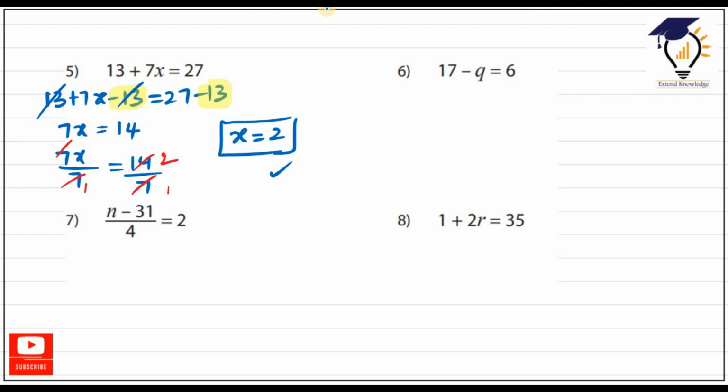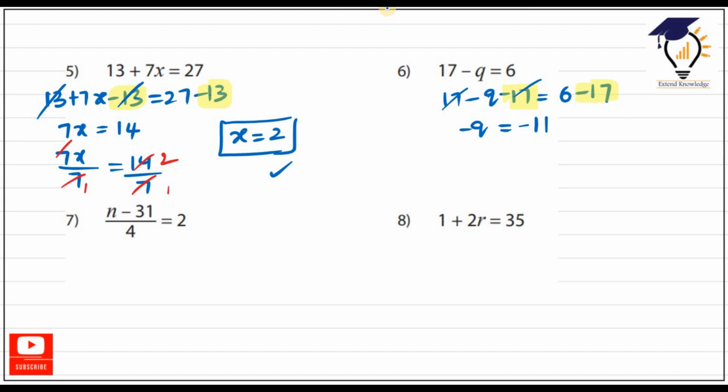Next, number 6. 17 minus q is equal to 6. So I have to make the variable positive. That is very important actually. So first thing, I'll just remove 17 on both sides. So 17 minus q minus 17 is equal to 6 minus 17. So I have subtracted 17 from either side. So 17 and 17 will go off. Negative q is equal to 6 minus 17, which will give me negative 11.